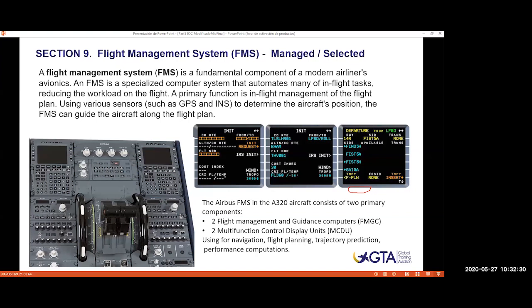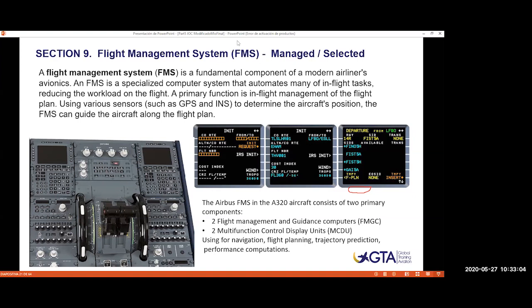We are going to use them for what? As we say, one of the principal uses is to manage the flight plan, but there are many more things: navigation, flight planning, predictions, many predictions, and one of the best things, performance computations. But as with every computer, we have to load it with data.